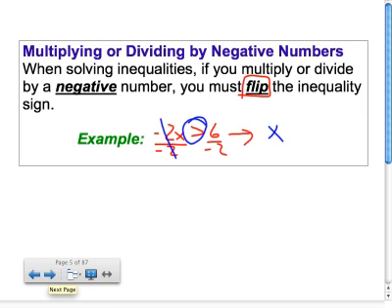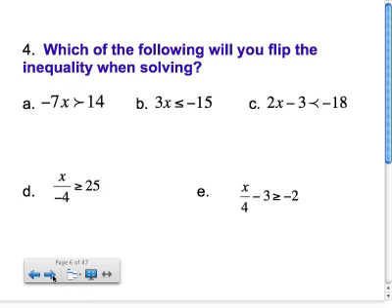So instead of being a greater than sign, it becomes a less than sign, and then 6 divided by negative 2 is negative 3. So that's what we mean when we say flip the inequality sign. Just turn it the other way. Okay, it says, which of the following will you flip the inequality when solving? So part A, flip, right?